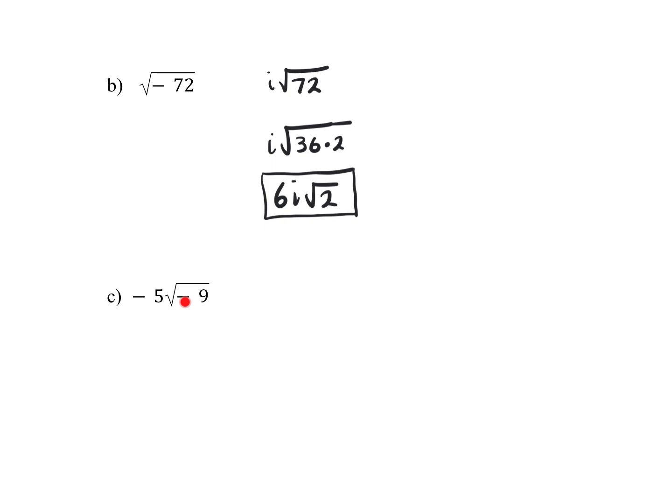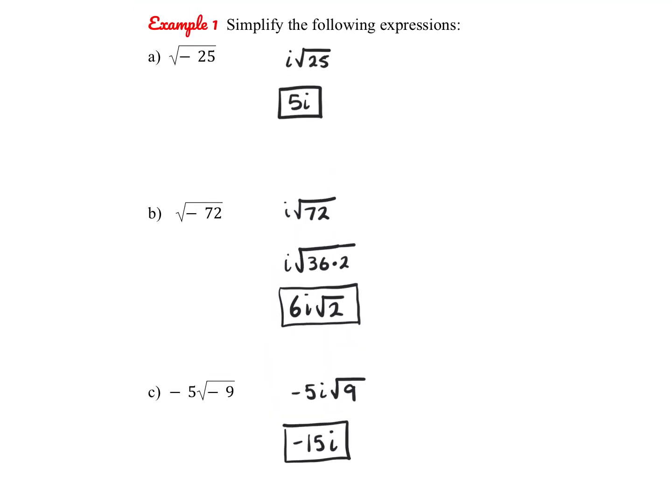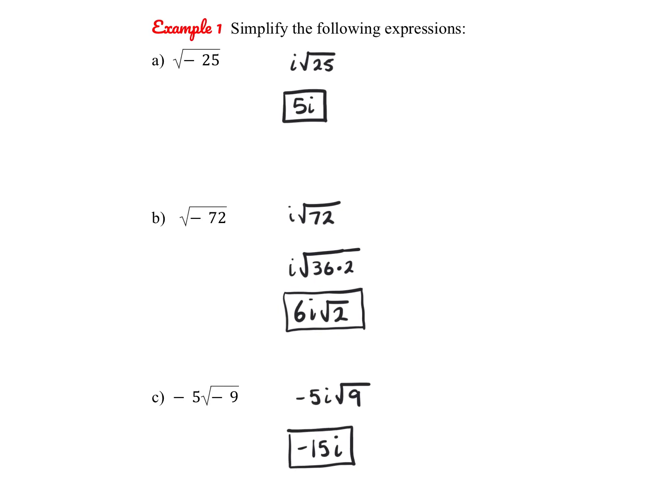So here we have that negative on the inside, which gives us an i on the outside. It does not make that negative out front disappear. The i only makes the negative in the radicand disappear. And then from here, we know that the square root of 9 is just 3, so this would just become negative 15i. So that's how we're going to be simplifying any expressions, again, with that negative inside our square root.